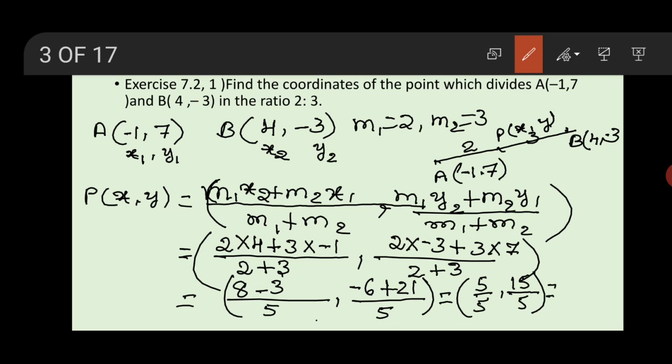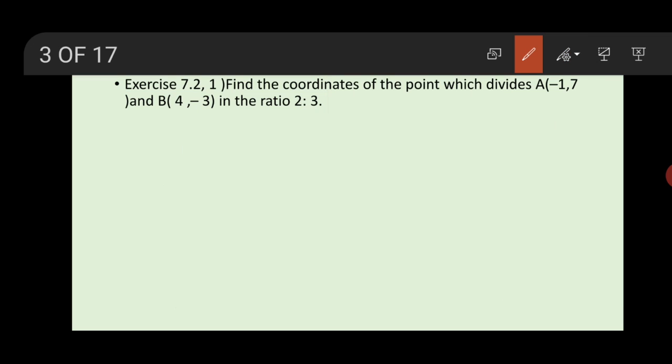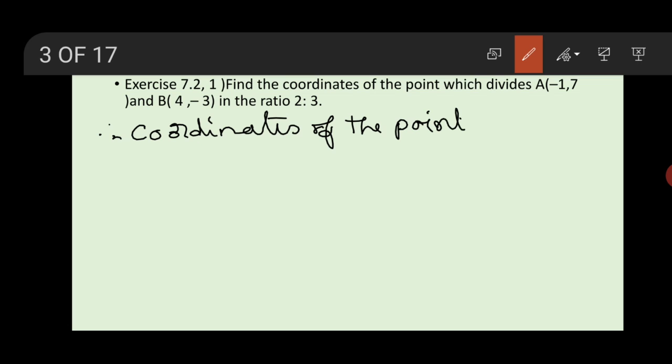Can you simplify further? Yes, we can. 5 ones are 5, 5 threes are 15, so the 5s get cancelled. So point P is what? 1, 3. Therefore write down the answer: coordinates of the point P is 1, 3.